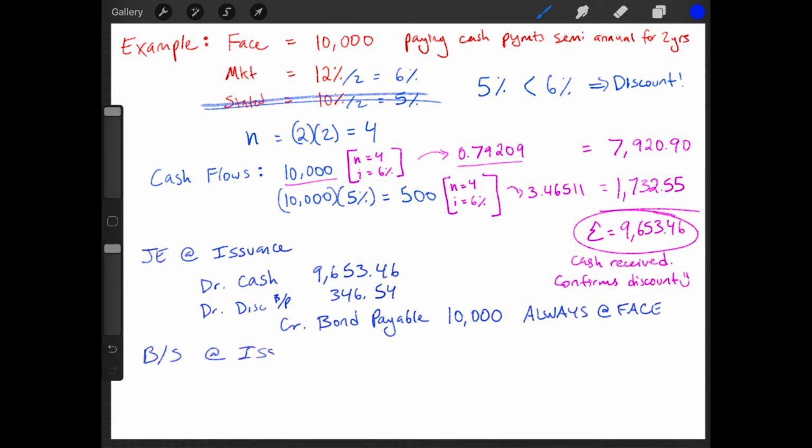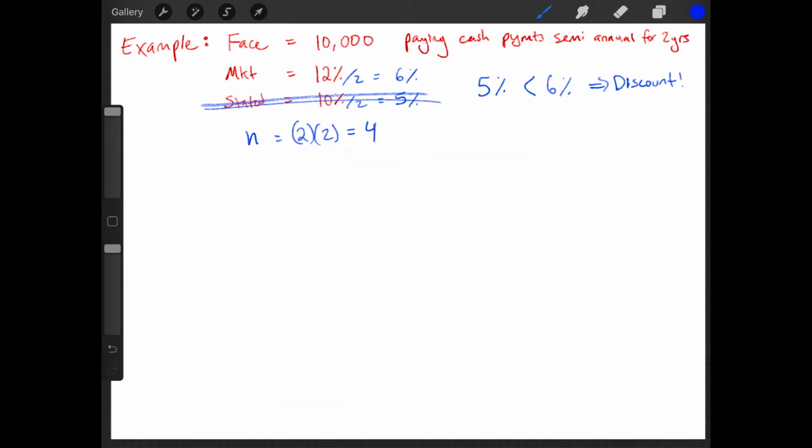So presented on our balance sheet at issuance, we will have our bond payable in the liability section, of course, at that face value of $10,000. And then we'll have our contra liability account, this discount on our bond payable balance of $346.54, and then those will net together to show a net value equal to the cash we initially received, that $9,653 amount.